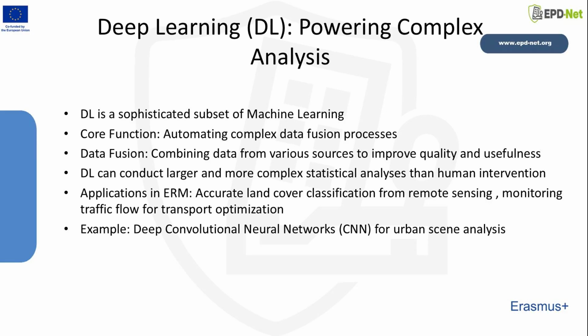Next, we delve into deep learning, or DL, a highly sophisticated subset of machine learning. DL's core function in ecological and urban applications is automating complex data fusion processes. Data fusion itself is the critical process of taking data from a variety of sources, combining it, and improving its overall quality and usefulness. Given the complexity of urban ecosystems, where data comes from sensors, satellite imagery, traffic systems, and more, this ability is indispensable. The computational power of DL is transformative. DL can conduct statistical analyses that are much larger and more complex than could ever be completed with human intervention. This capability significantly accelerates the decision-making process.